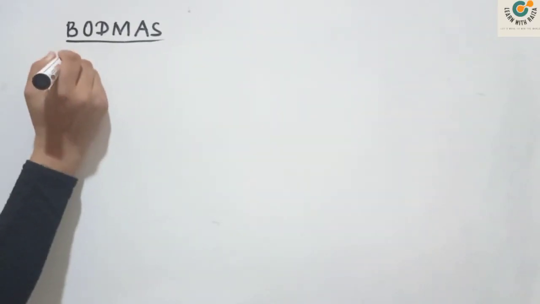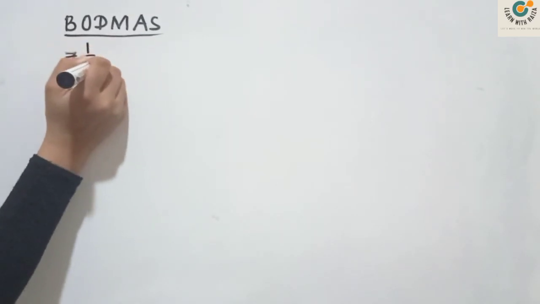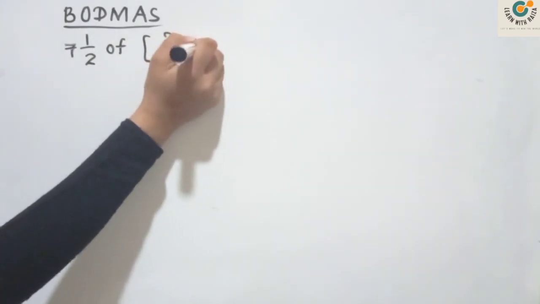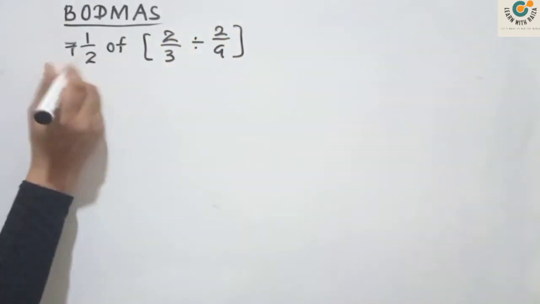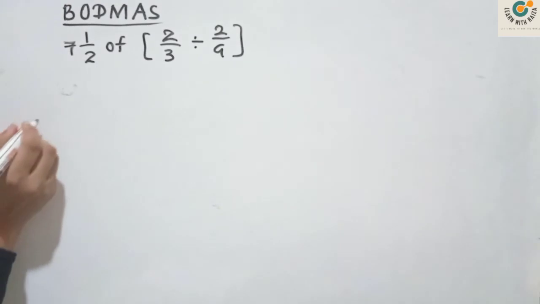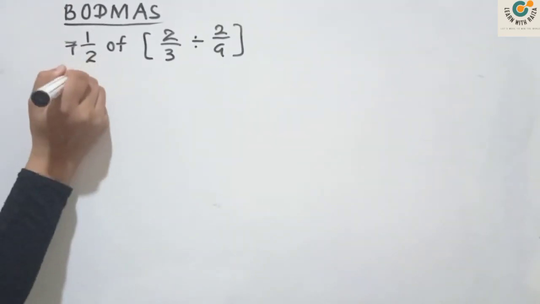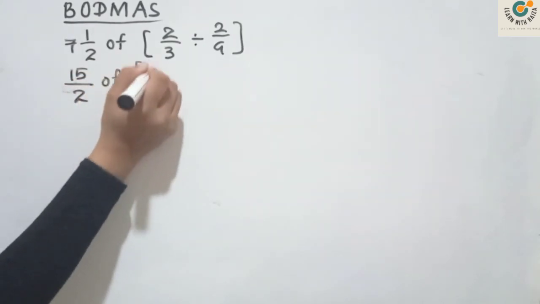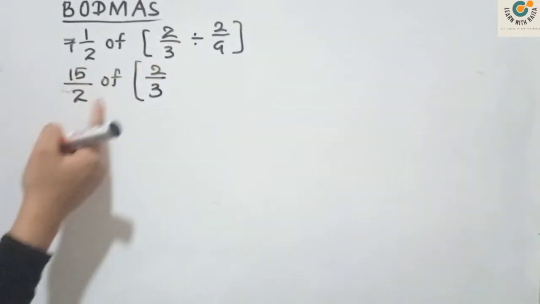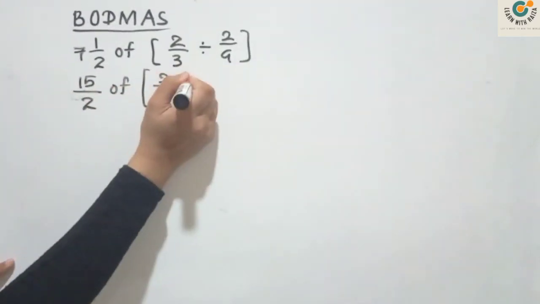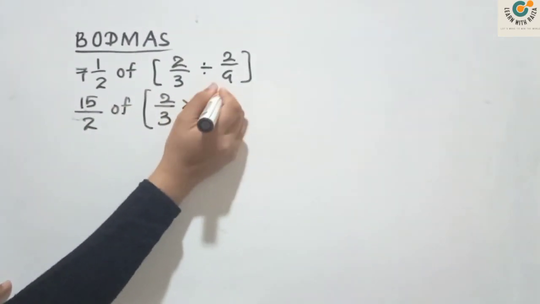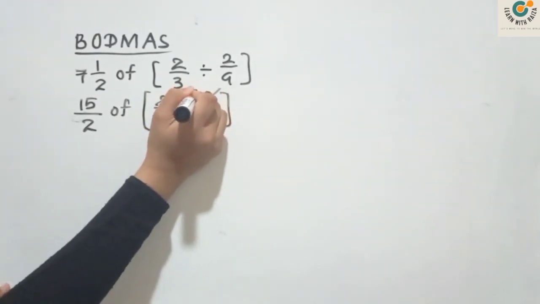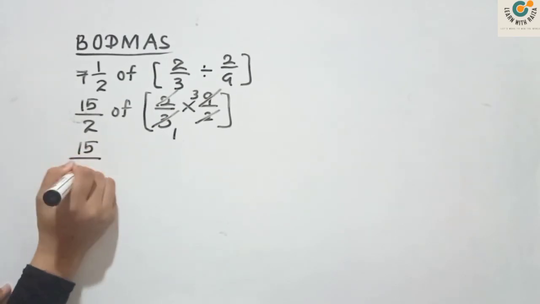Another one, let's take with brackets. 7 1 upon 2 of, and within brackets I would like to give 2 over 3 divided by 2 over 9. Now 7 1 upon 2, let's convert into improper first. 2 times 7, 14. 14 plus 1, 15 upon 2 of. First the bracket should be solved. Whatever is inside the bracket, the bracket should be solved. So instead of division I put multiplication and get the reciprocal and I check whether I can cancel. Yes, I can. 3 divided by 3, 9 divided by 3 is 3. Now you are getting 15 upon 2.